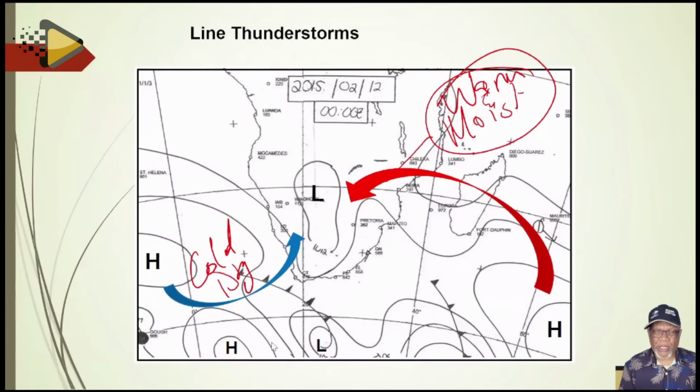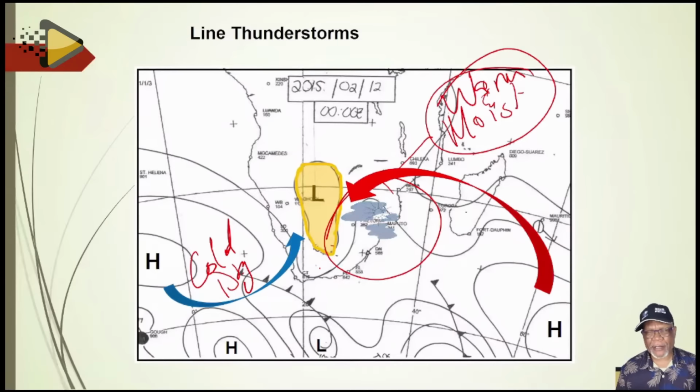Now, the two air masses blow towards each other. This one, colder and drier, is going to undercut this warm air, and the warm air is going to rise rapidly. As it rises rapidly, condensation is going to take place, and we're going to have what you see here, line thunderstorm.